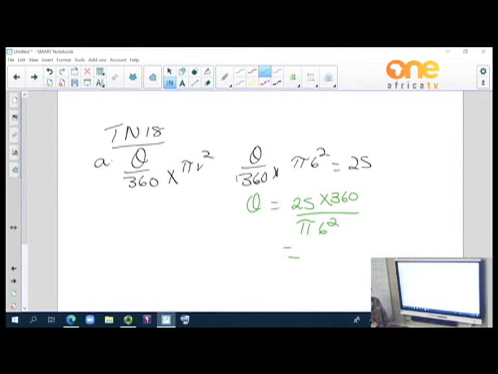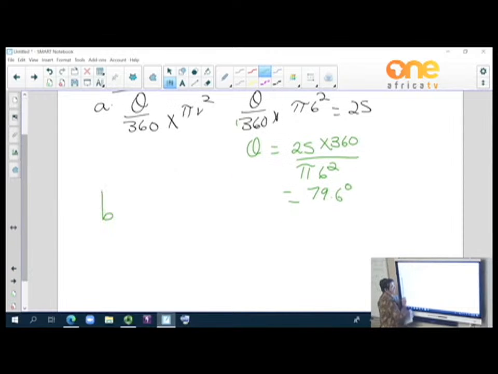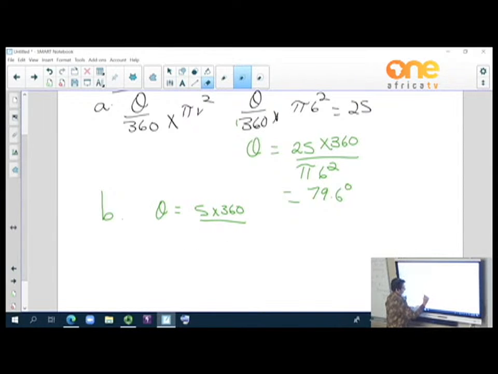Second function, Jan Ivan, what did you get for an angle there? 79.6 degrees. Right, so number B works now very similar to this one. So we can say theta is equal to, Armand, the area of the sector is 5. You multiply by 360, divide by pi 2 squared. What is your answer? 143.2 degrees.